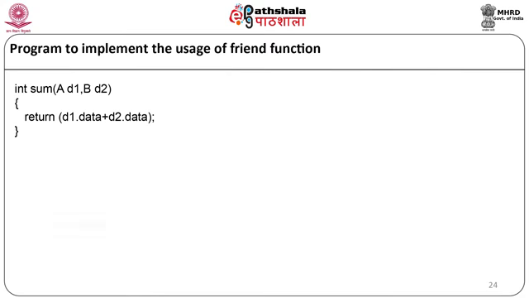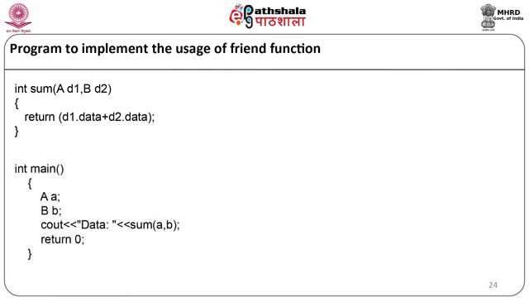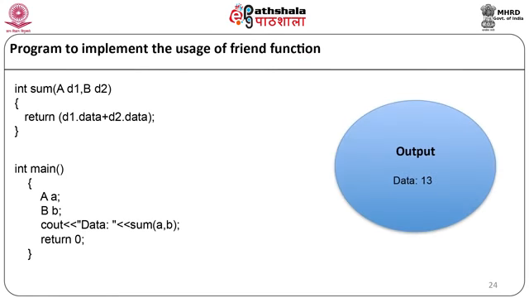Now we will start with our main program, int main. We are going to declare the object of class A as AA, the object of class B as BB, cout data colon, the sum(AA, BB), return 0, and our main program will end. Now when the above code is compiled and executed, it will produce the result as data is 13. Here, if one friend function is a friend of more than one class, forward declaration is essential.